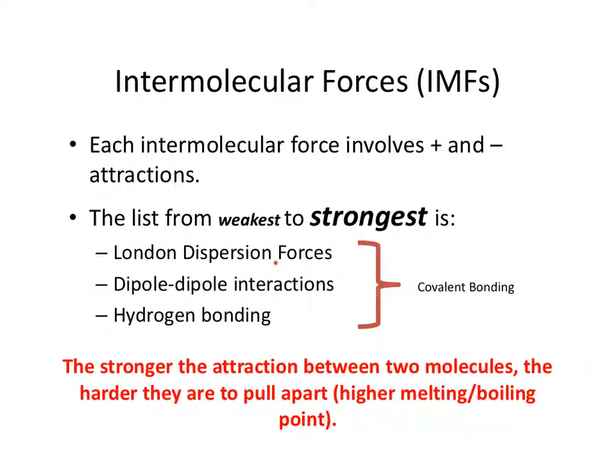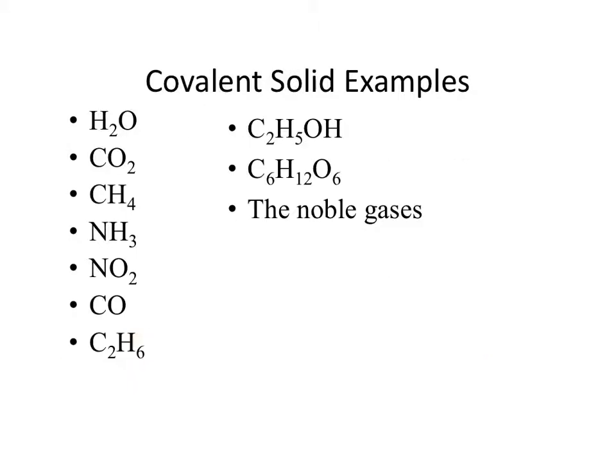I have them listed here from the weakest, which is London dispersion, to the strongest, which is hydrogen bonding, which is what water does. The stronger the attraction between the two molecules, the harder they're going to be to pull apart, which means that the melting point and the boiling point are going to be higher.